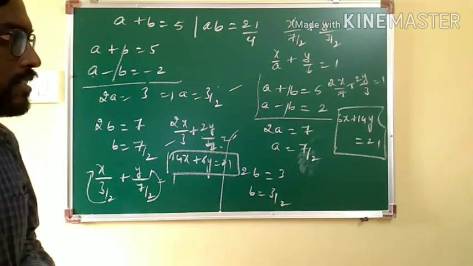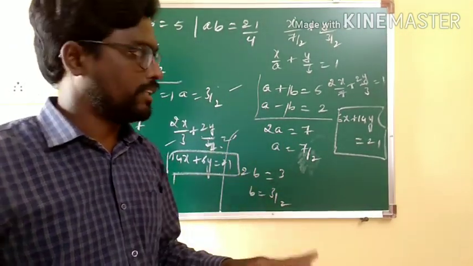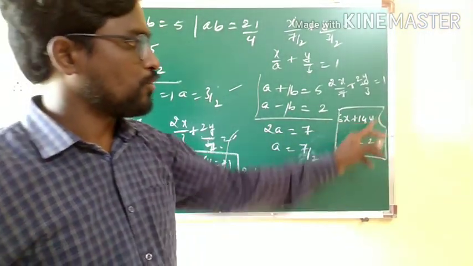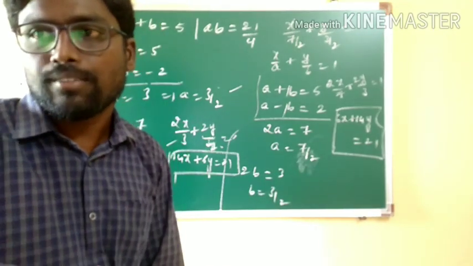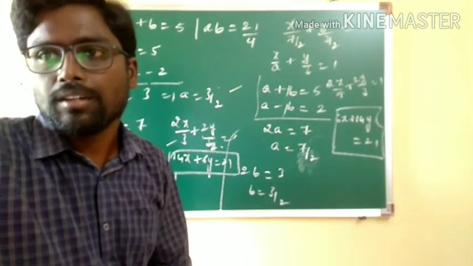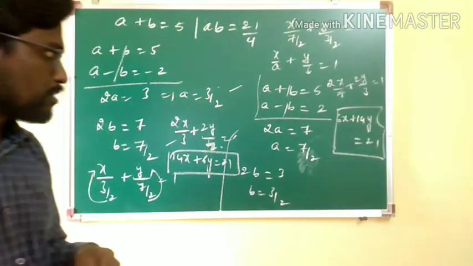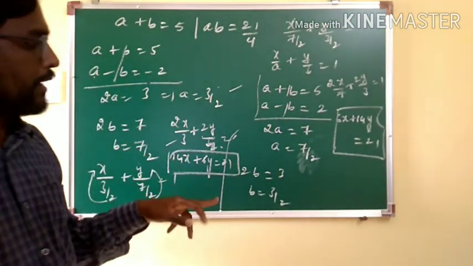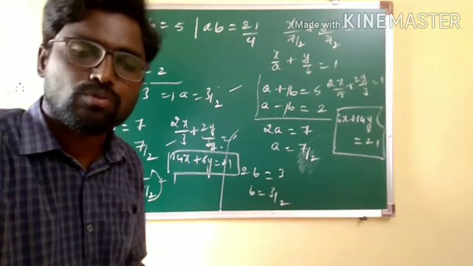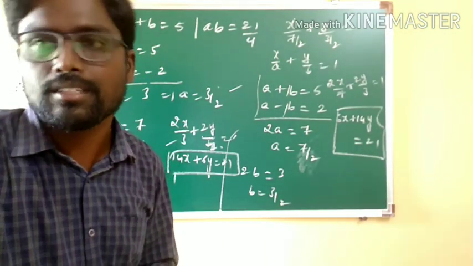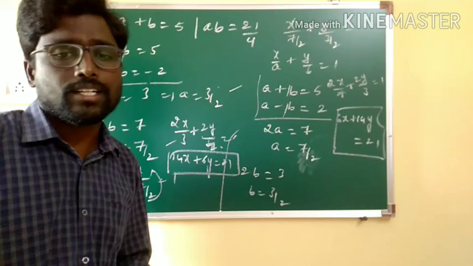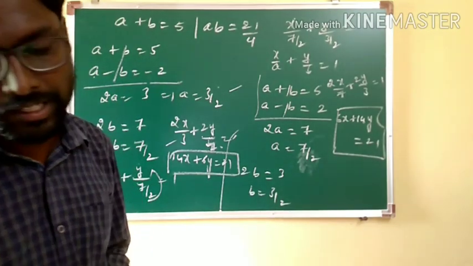So generally what happens, we will panic. By the time we see 6x plus 14y equal to 21, none of the options is there, and immediately we feel that something went wrong. But we also have the second option, a minus b equal to minus 2. On taking a minus b equal to minus 2, we are getting the third option, that is C. See, such kinds of errors will be there. You should be very careful.